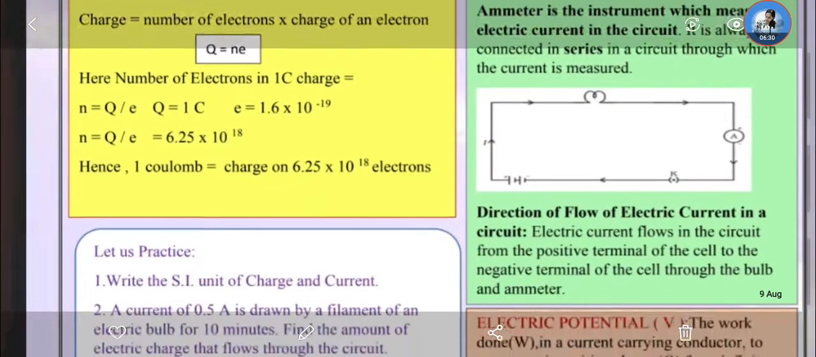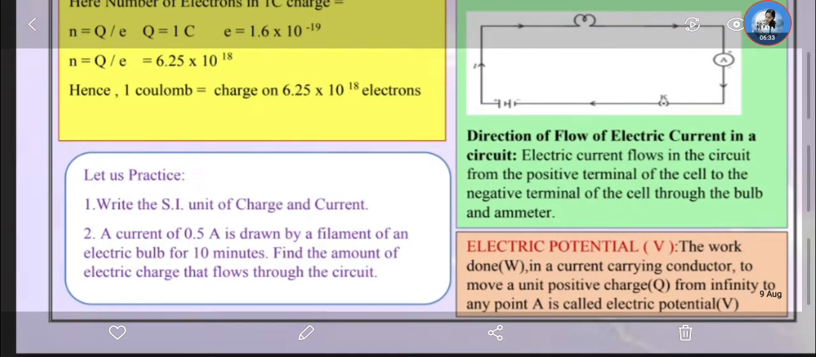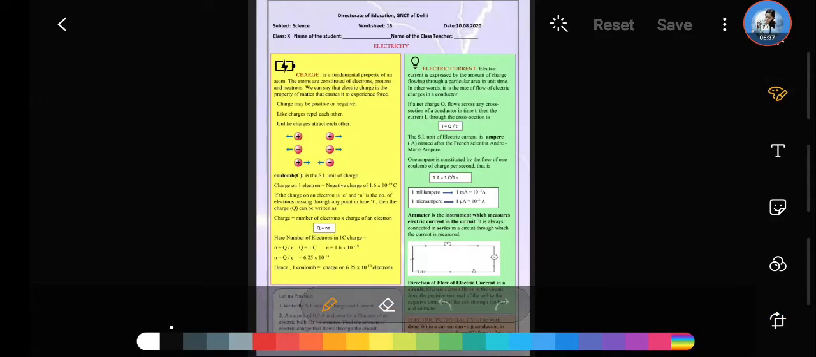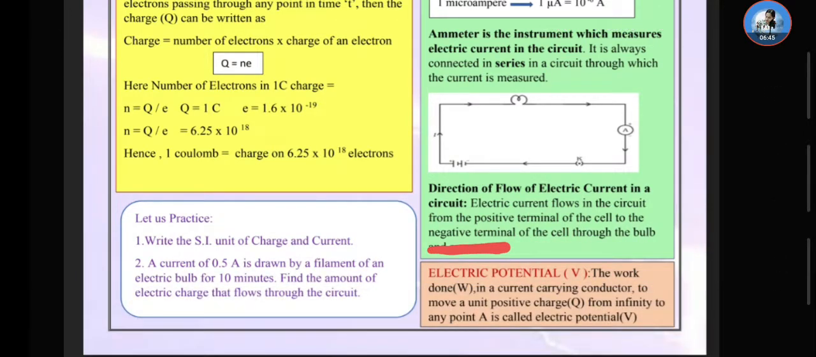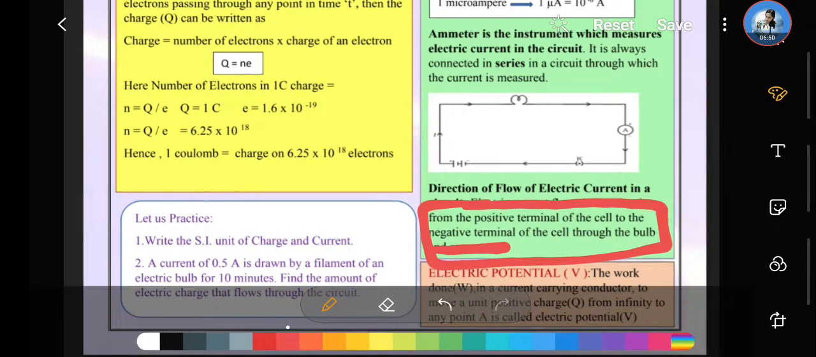Next one is our direction of flow of electric current. So student, electric current always flows from the positive terminal to the negative terminal, from the positive terminal of a cell to the negative terminal. Got it? Electric current flows from positive terminal of cell to the negative terminal.